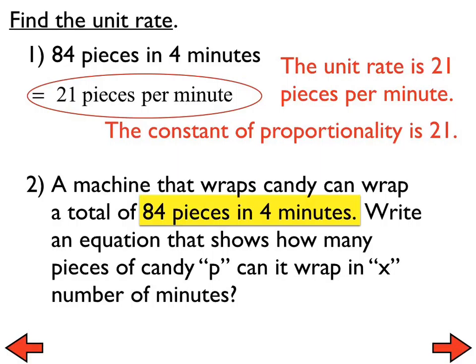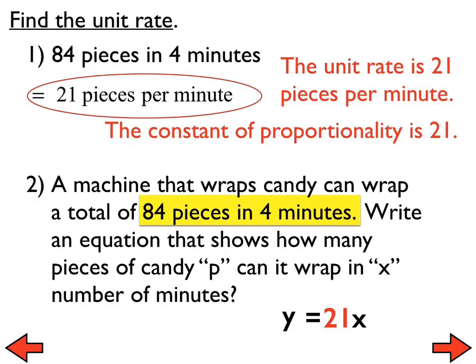21. And it says to write an equation. We know the equation is y equals kx. I'm going to start with that. And I already found k. So I'm going to replace k with 21. But now this word problem says I have to use the variables p and x.